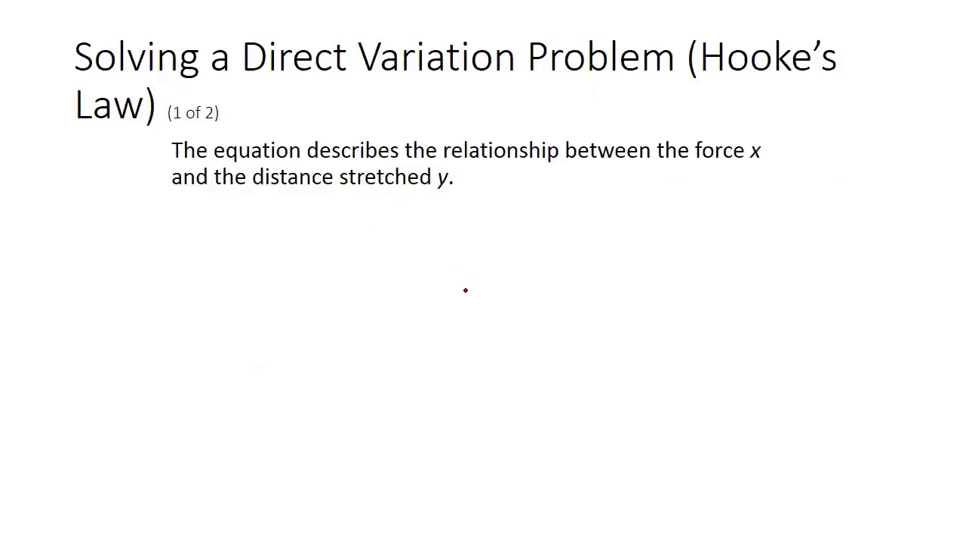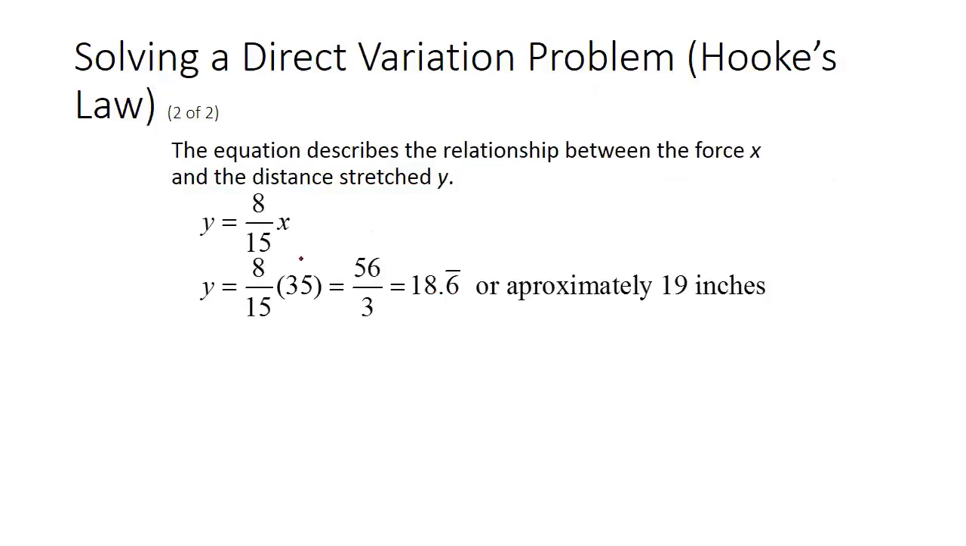It's only one unknown here. The only unknown is y, and I know x is 35. So if x is equal to 35, what is y? Because I know what k is, I can easily solve for that.